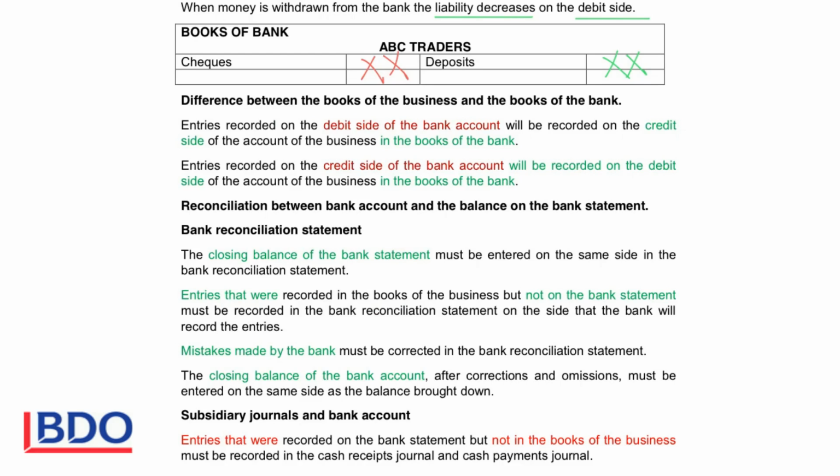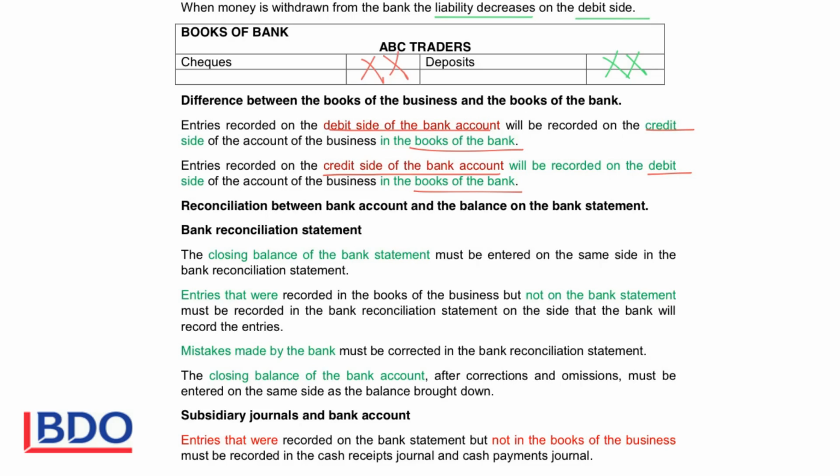Entries recorded on the debit side will therefore be recorded on the credit side of the books of the bank, and entries recorded on the credit side of the bank account in our books will be recorded on the debit side of the bank. The bank reconciliation statement.